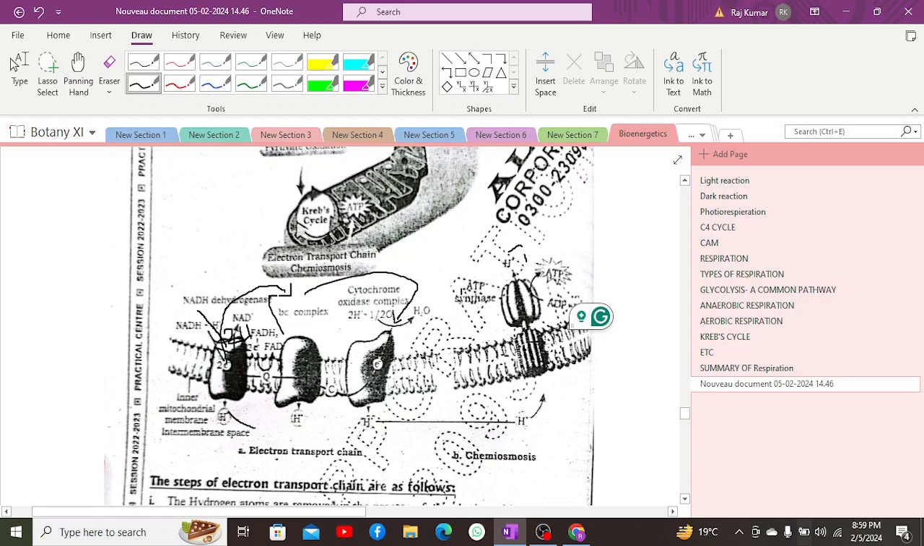In this case, the electrons are transported to cytochrome complex number 3, and protons are pumped only when there is movement of electrons. When electrons are accepted, at that moment there will be pumping of protons. Due to the energy of the electrons, the protons will be pumped from the matrix to the intermembrane space.